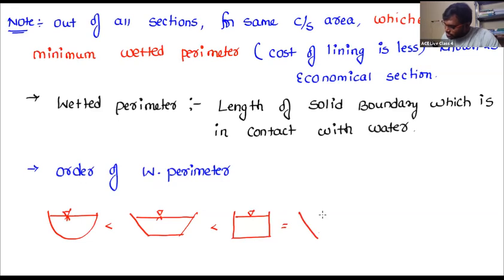Rectangle is equal to triangle, which means out of all the sections, the wetted perimeter is going to be least in the case of whom? Semicircle. So the semicircular section has a lesser wetted perimeter than the trapezoidal and the rectangle. And for the same cross section area, the triangle and the rectangle yield the same wetted perimeter. Sir, how, sir? That we will see in the later sections.